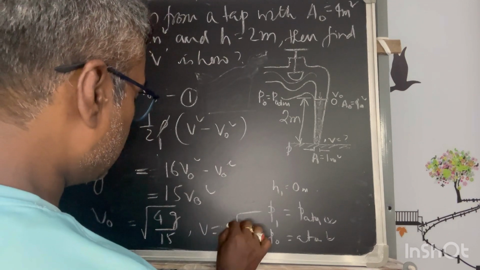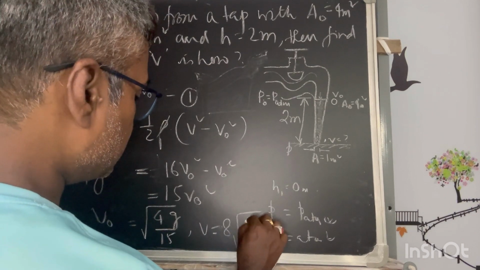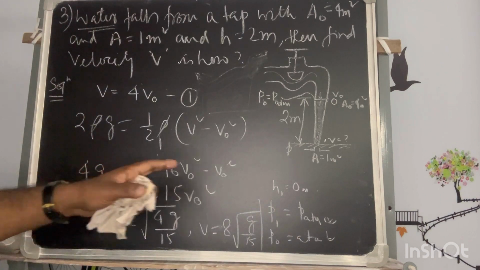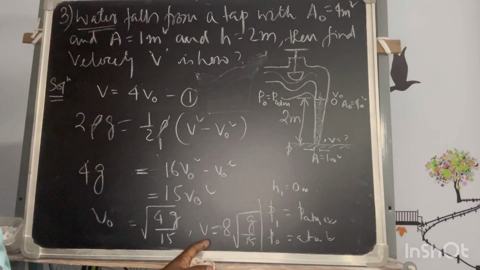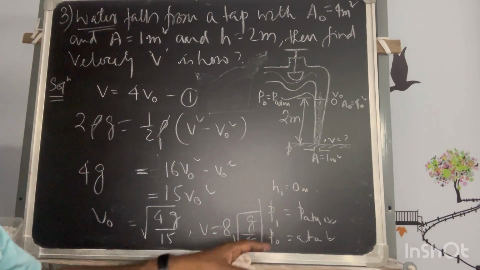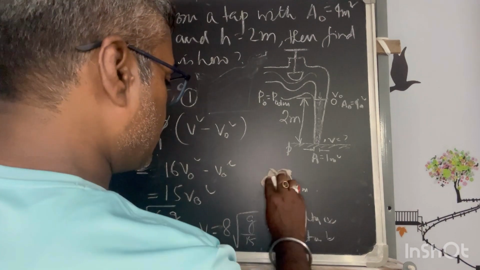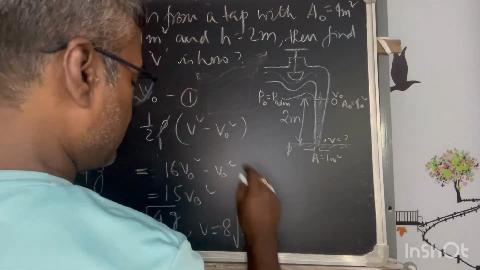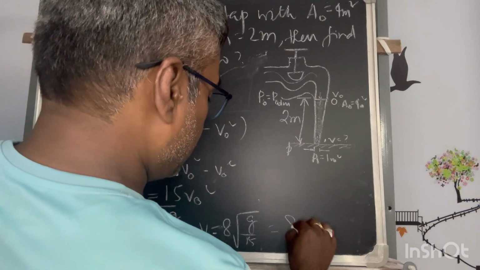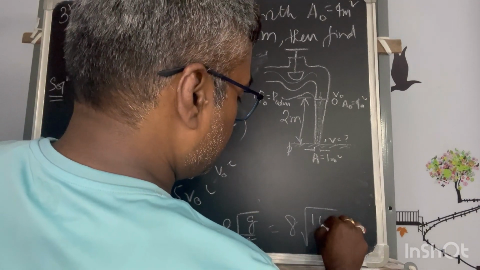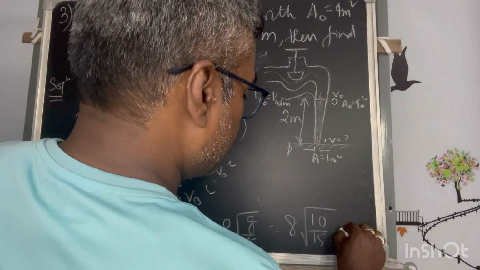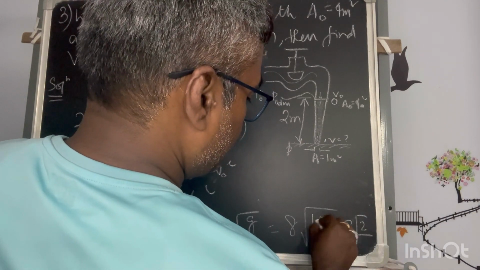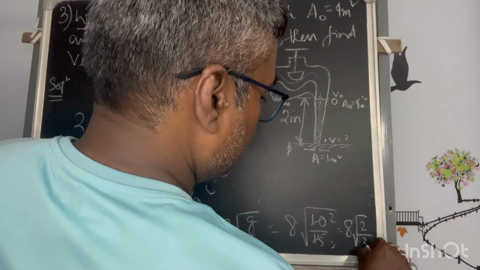So this will come as 8, and this will be g by 15. So this will be your answer here. What is the velocity? It is 8 times g. Now g is a known value, because everything is in SI, so we can put g approximately 10. So this is 10 upon 15, that is equal to 8 root 2 by 3.